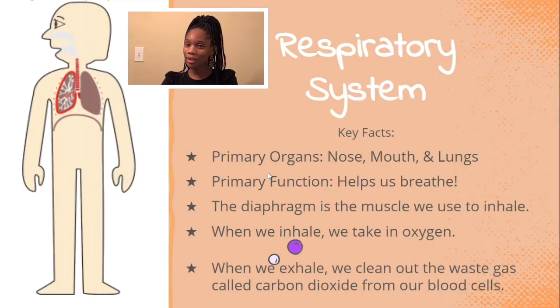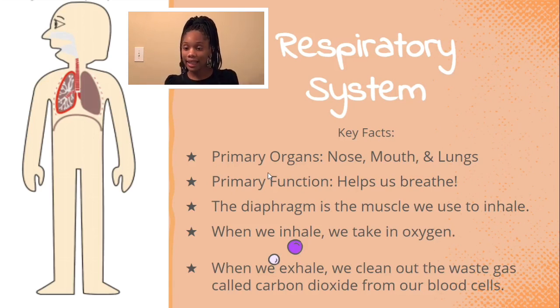Now your respiratory system consists of your nose, your mouth, and your lungs. Its primary function is to help us breathe. We need this system. When we inhale, we are using the diaphragm. The diaphragm is the muscle we use to inhale. And when we inhale, we're taking in oxygen.